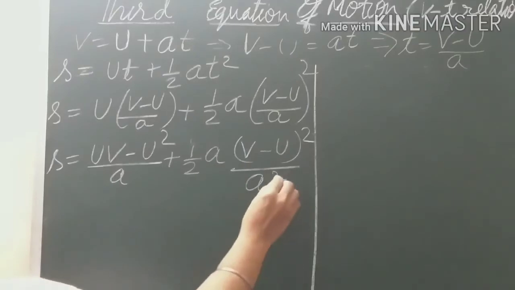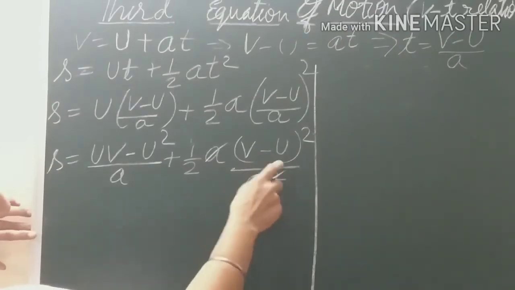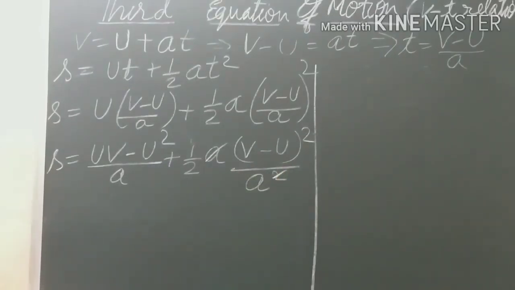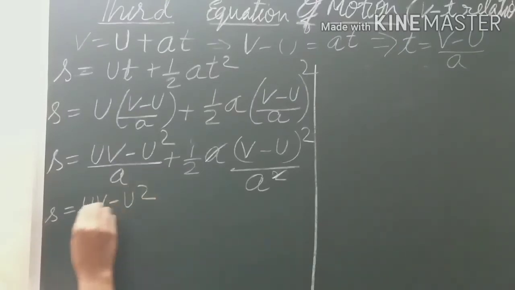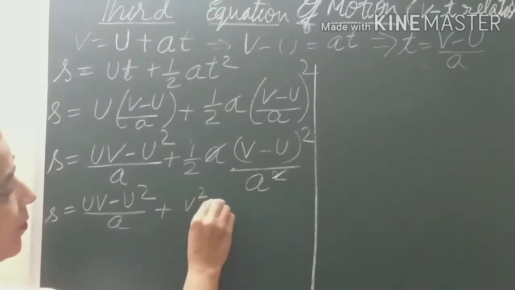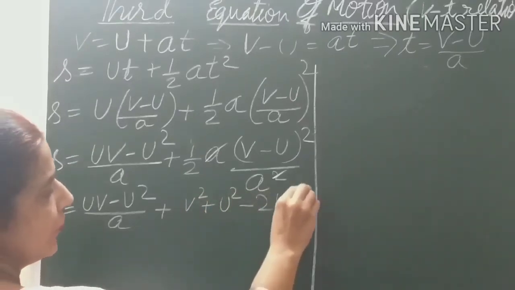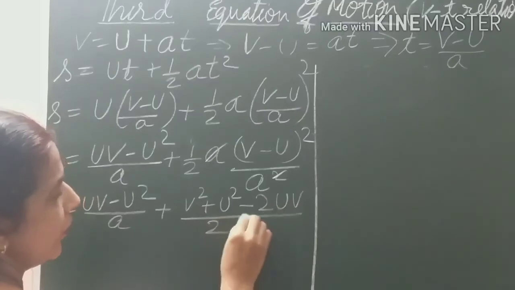This a will be cut, square हट जाएगा, सिर्फ a हमारे पास रह जाएगा. And now this is in the form of a minus b whole square. तो उसी तरह से हम v minus u whole square को solve कर लेंगे. And what we will get? s is equal to uv minus u square upon a plus v square plus u square minus 2uv upon 2a.